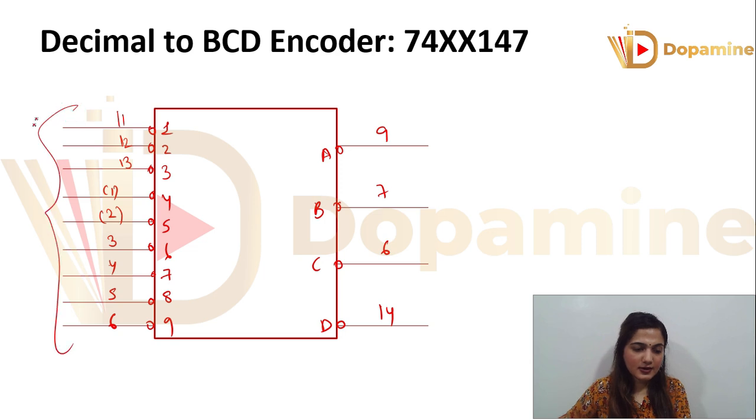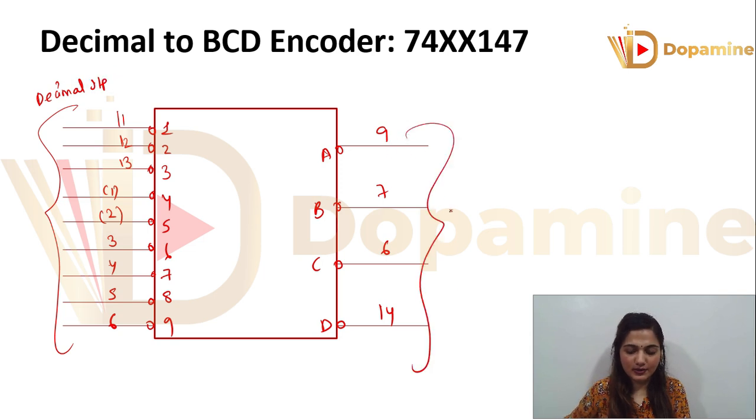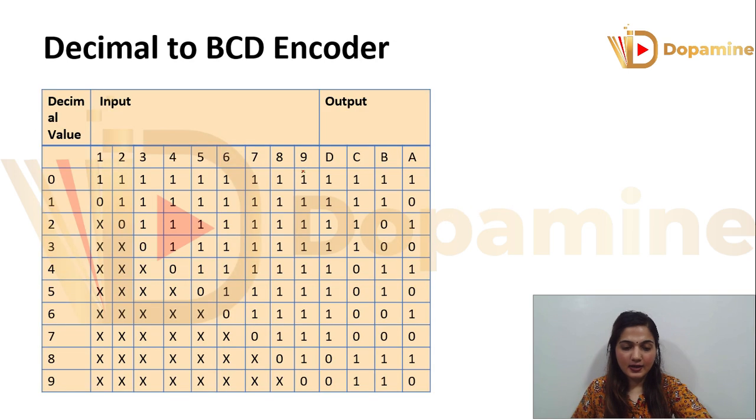This is the decimal input. We are going to give the input in the decimal form and we are going to generate the output in the BCD form. Right, this is my 74XX147 IC. So these are the IC pin numbers, and from the pin number 9 we are going to get the output A, from the pin number 7 output B, from the pin number 6 output C, from the pin number 14 output D. This is how this IC is connected.